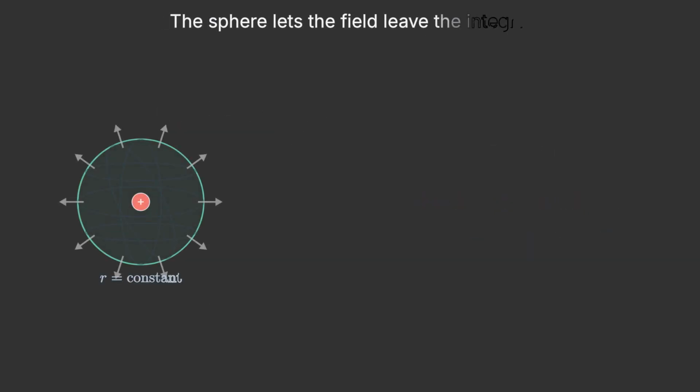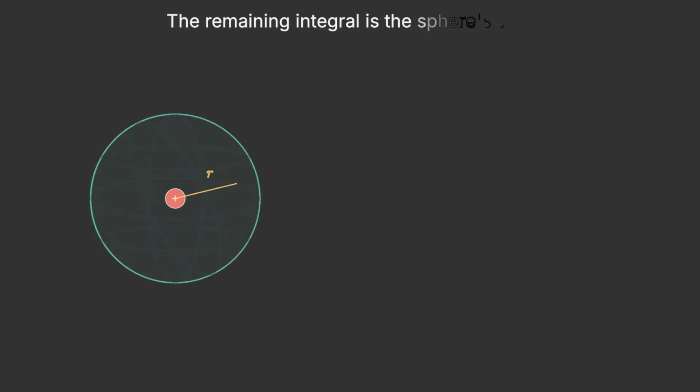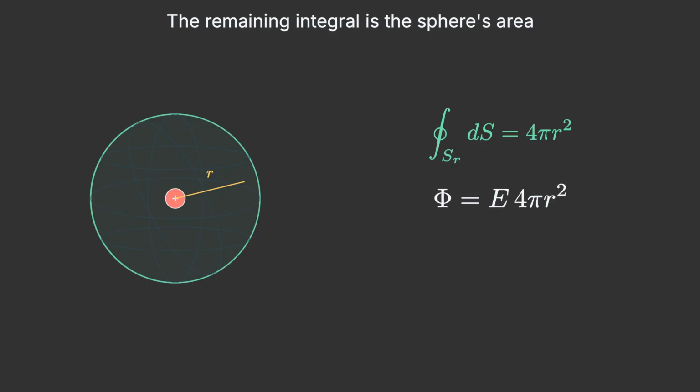Start from phi equals the closed surface integral of E dot ds vector. On the sphere, this becomes the integral of E ds. Since E is constant over the sphere, move E outside. Phi equals E times the integral of ds. The integral of ds over the whole sphere is its area, 4 pi r squared. Therefore, phi equals E times 4 pi r squared. Solving for E gives E equals phi divided by 4 pi r squared.